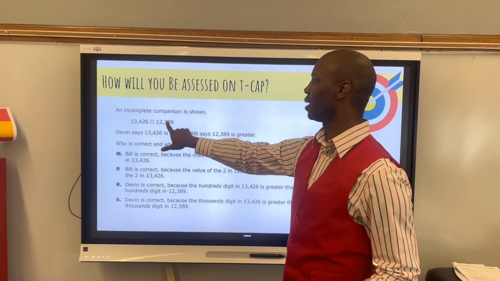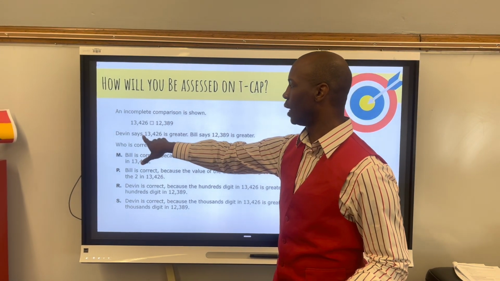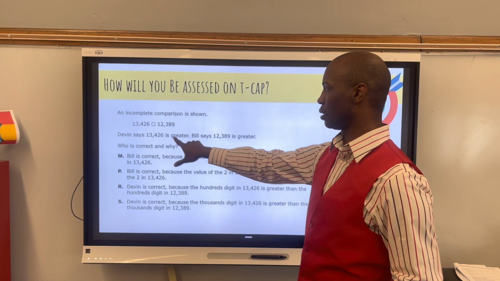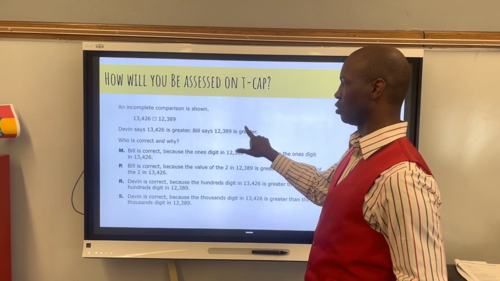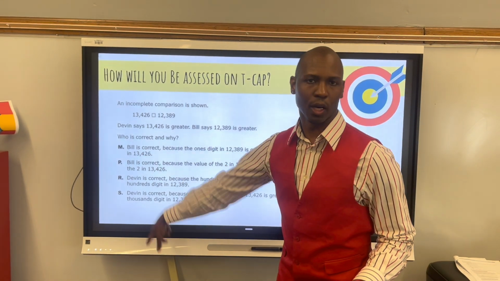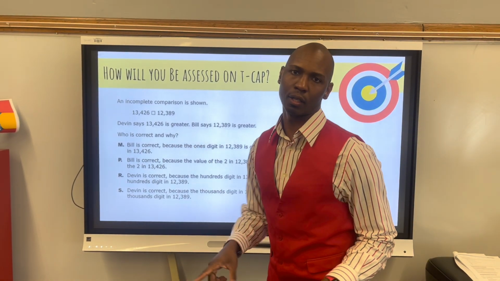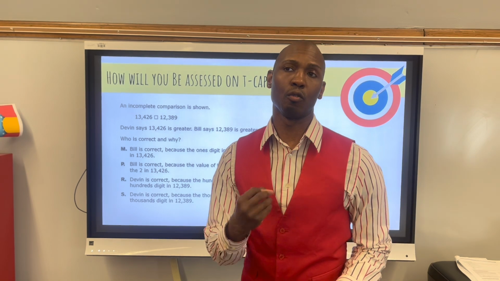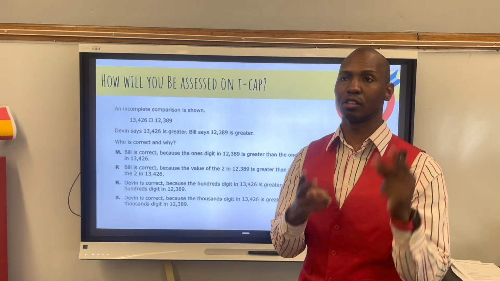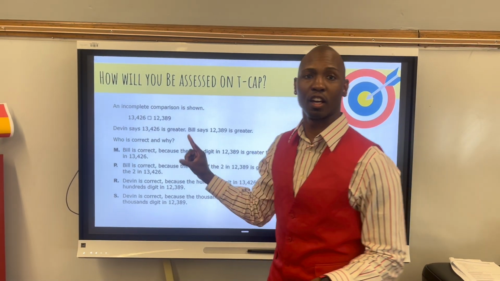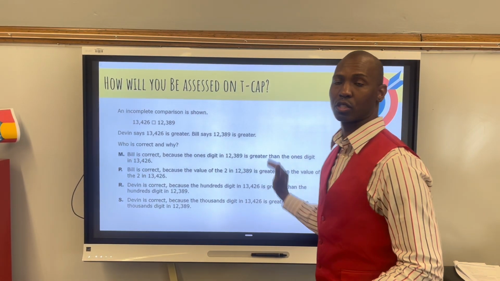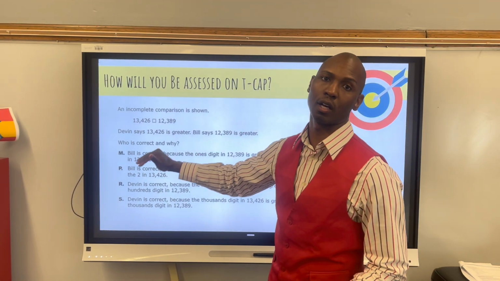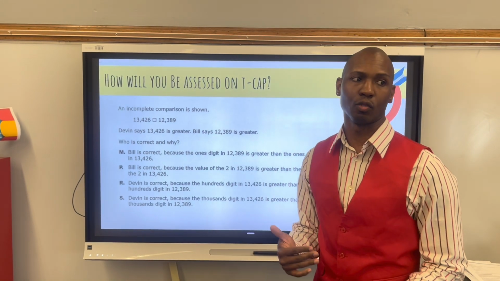13,426 and 12,389. Devin says 13,426 is greater. Bill says 12,389 is greater. The question asks them, who is correct and why? Because of what we're going to learn in this lesson, students should be able to come back and complete this question based on their scenario. So no, I don't want them to solve this because this is something we can come back to in the lesson as we go to the end.